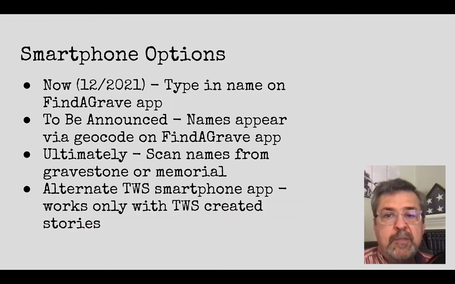Right now, the smartphone option is one where you have to type in the name. At some point in the future, we hope it'll be possible for you to not have to type in the name, but just be close to the cemetery or memorial, and the name will appear on the smartphone. And this is possible from the geolocation feature that is already available but just hasn't been activated on these smartphone apps. And this is possible because the FindAGrave smartphone app already has a geocode embedded in it. It just hasn't been turned on for this feature.